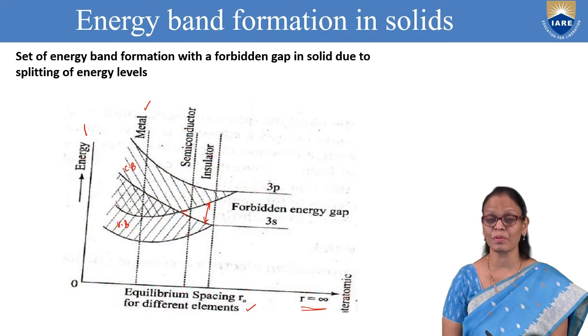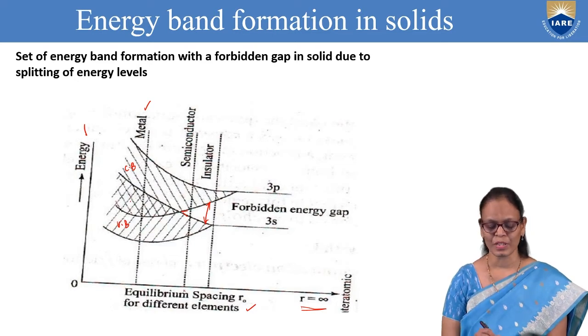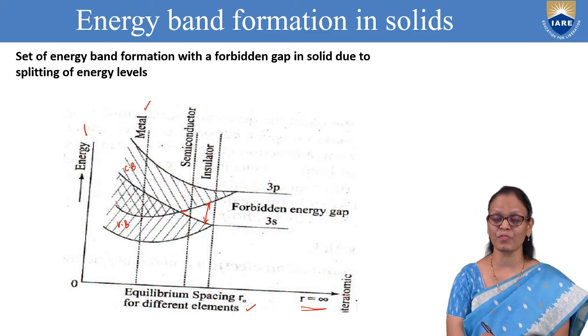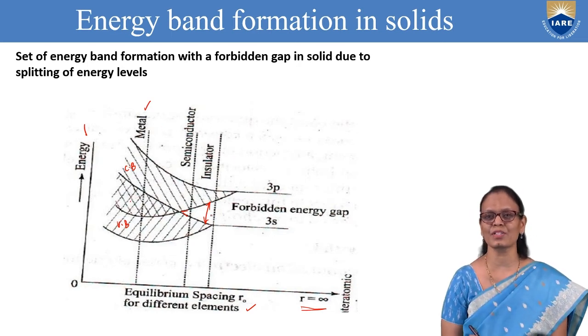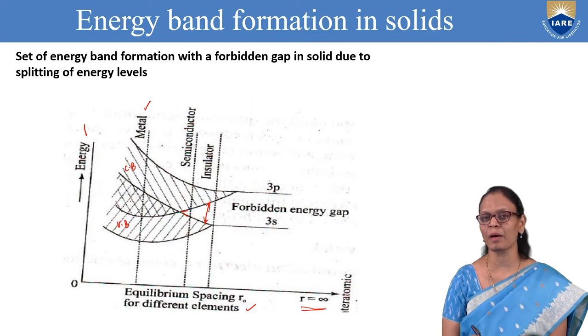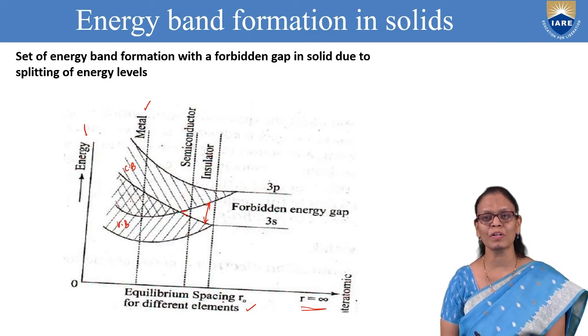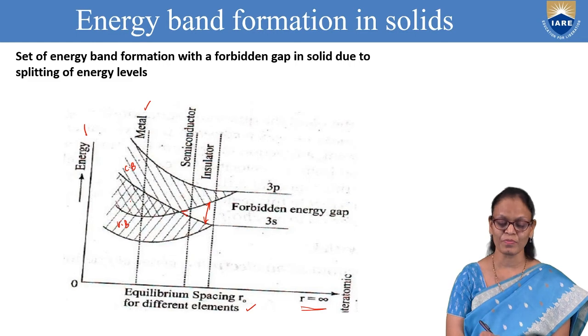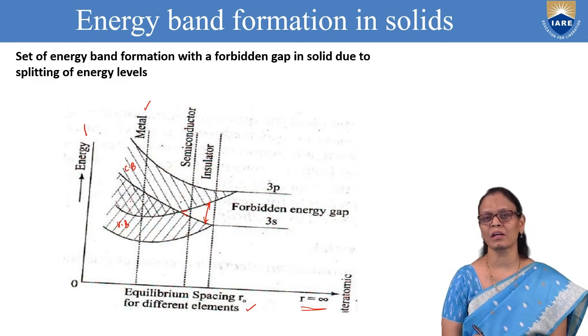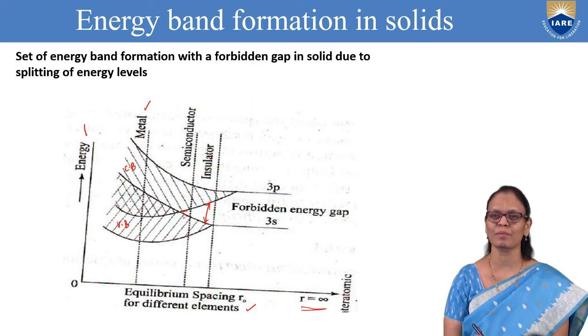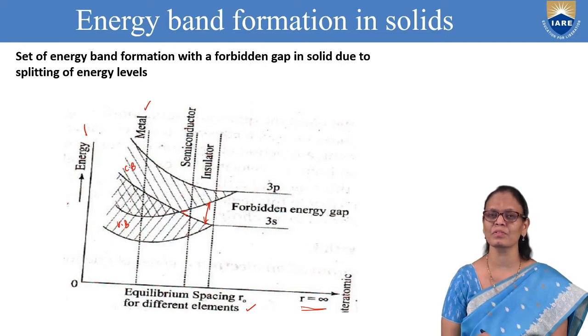Now we are going to classify the materials based on this concept. What is the concept? With the equilibrium spacing, this overlap varies. It is different for metals, semiconductors and insulators. So we are classifying the materials based on the energy gap. How is the energy gap obtained? When we look at equilibrium spacing versus energy, if there is an overlap, or if the gap between the valence band and the conduction band is very small or very big, based on that we are going to classify.